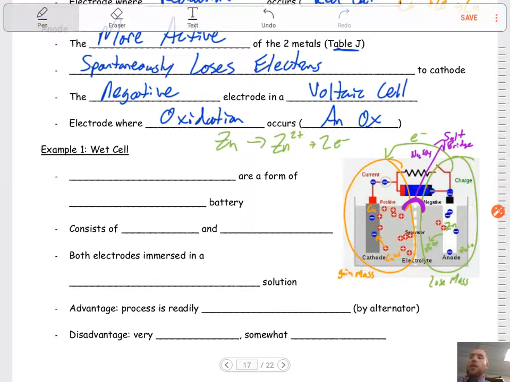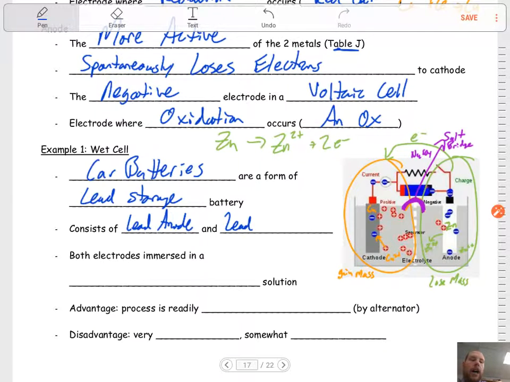So the first example is called a wet cell. This would be found in car batteries, where it literally is, like it says, a wet cell, like there's liquid involved. All right, the cell that you're going to make in lab is a wet cell as well. Car batteries are made in a form of lead storage batteries. They consist of a lead anode and a lead oxide cathode. Again, specifically car batteries, not necessarily all wet cells are this way. Both of the electrodes, guys, in a car battery, are submerged in sulfuric acid.